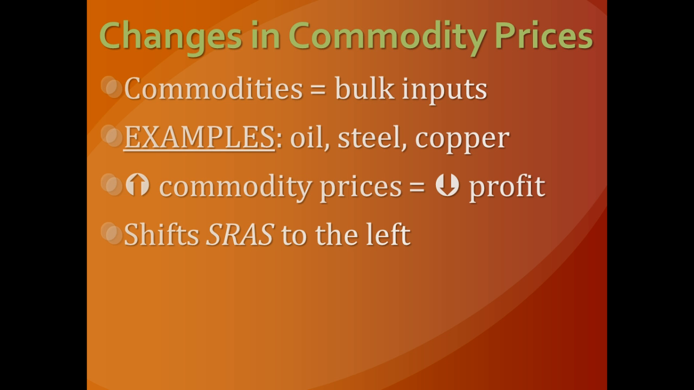If commodity prices were to get cheaper, then their profits would rise. They'd be willing to make more goods, regardless of what the price level was. They would want to make more stuff, and that would cause aggregate supply to shift to the right.